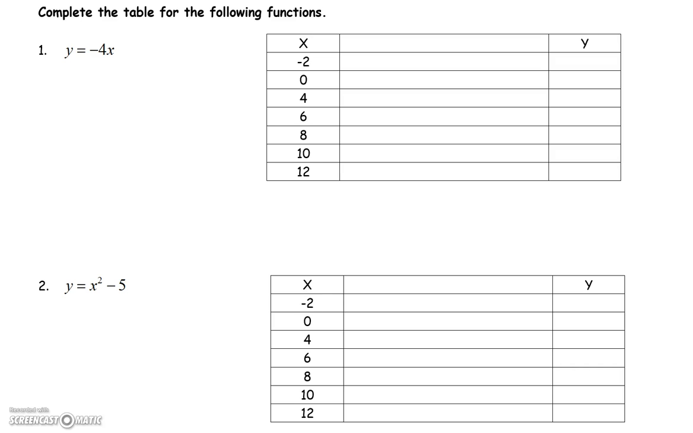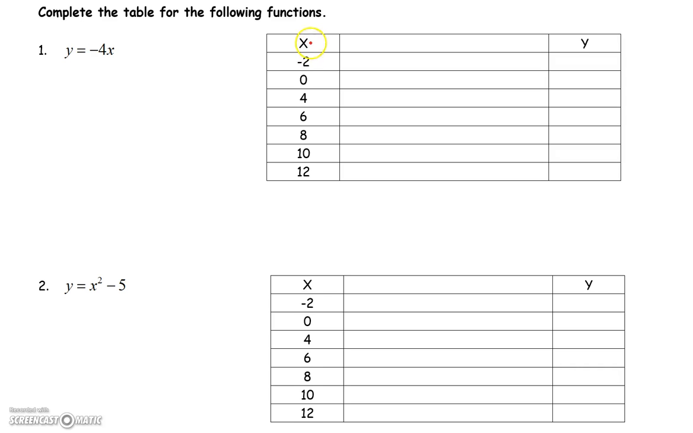And the table of values is just a fancy way of saying let's list a bunch of inputs to the function and then show what output you get. And we're going to start off by doing this by hand, in other words, without the use of a calculator, or with minimal use of the calculator. And we're going to start with the function y equals negative 4x.